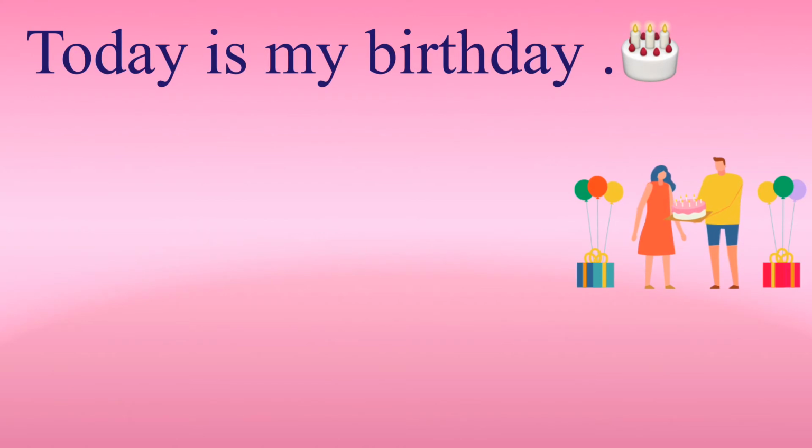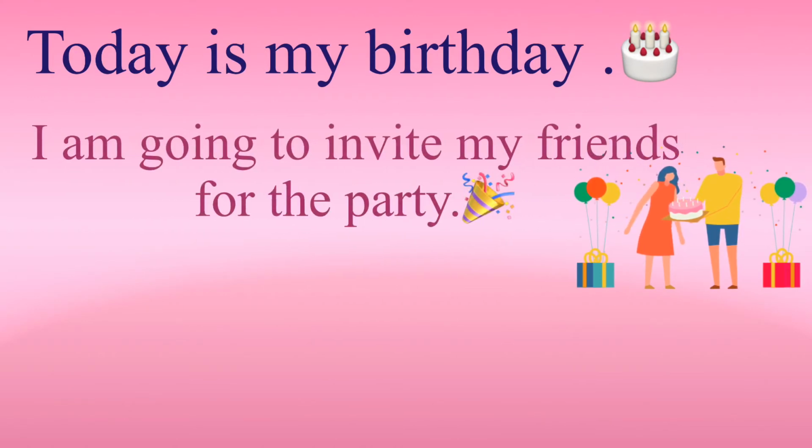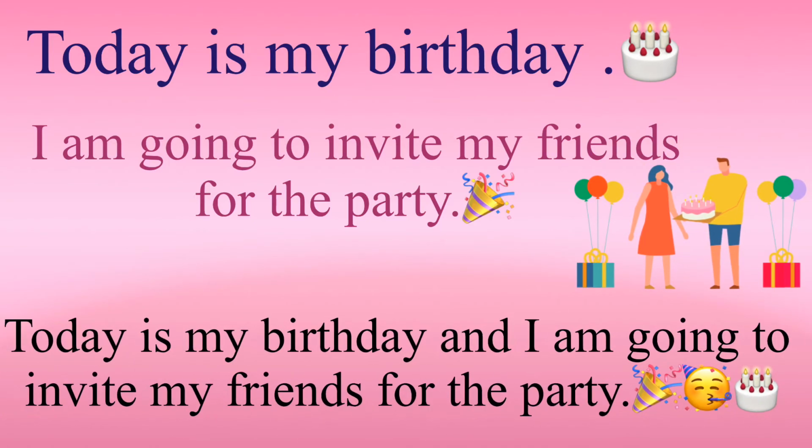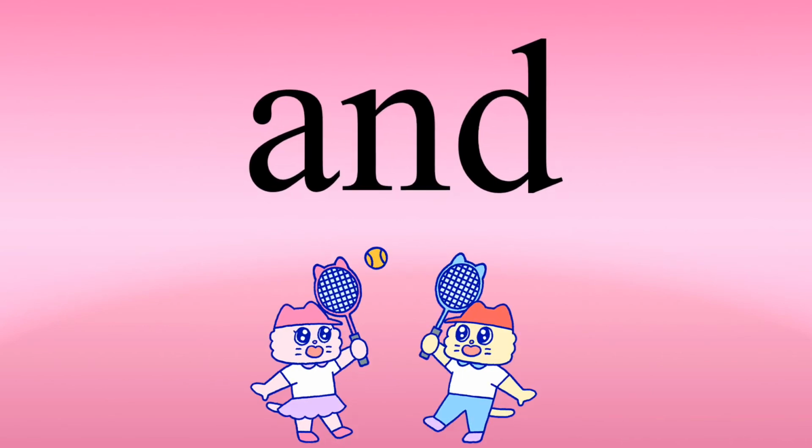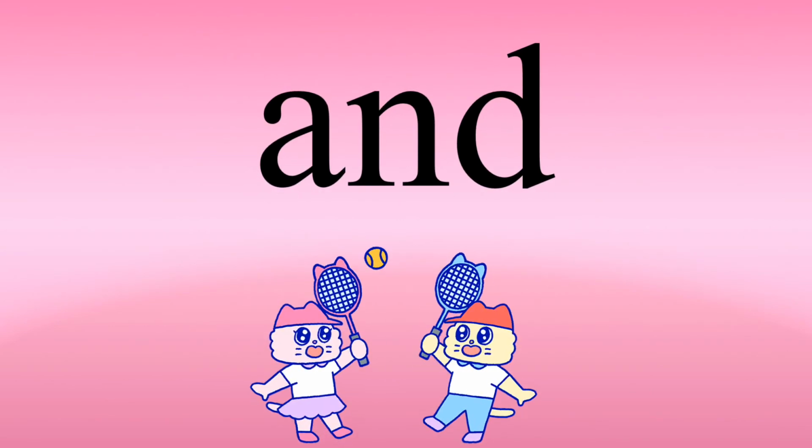Now let's see one more example. Today is my birthday. I'm going to invite my friends for the party. Here the second sentence is adding more information to the first one. So when we join these two sentences into one, we are going to use conjunction and. Let's see the sentence now. Today is my birthday and I'm going to invite my friends for the party. So now you have learned the use of and conjunction.